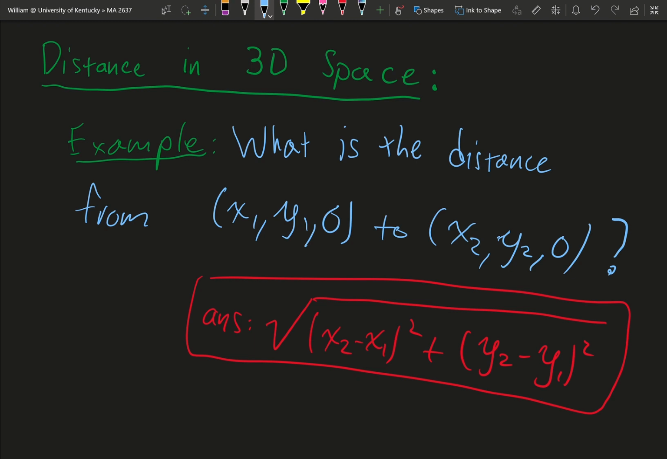And here's the thing, it doesn't actually matter that these are 0. I could make both of them 1, both of them 2. As long as they are the same, they still lie in a plane. And so we can just use those coordinates.